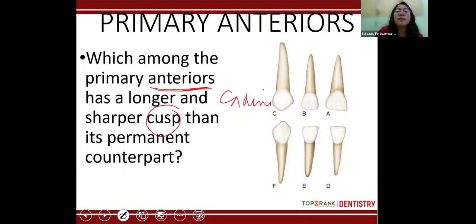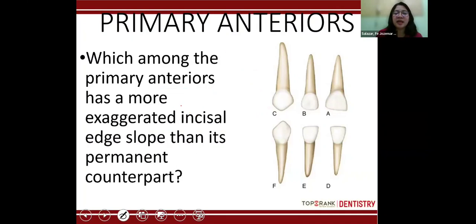Now, which has the longer and sharper cusp? What canine has the sharpest cusp? The maxillary permanent canine. Now, your primary maxillary canine has an even longer and sharper cusp than your permanent maxillary canine. So the answer to this question is the primary maxillary canine.